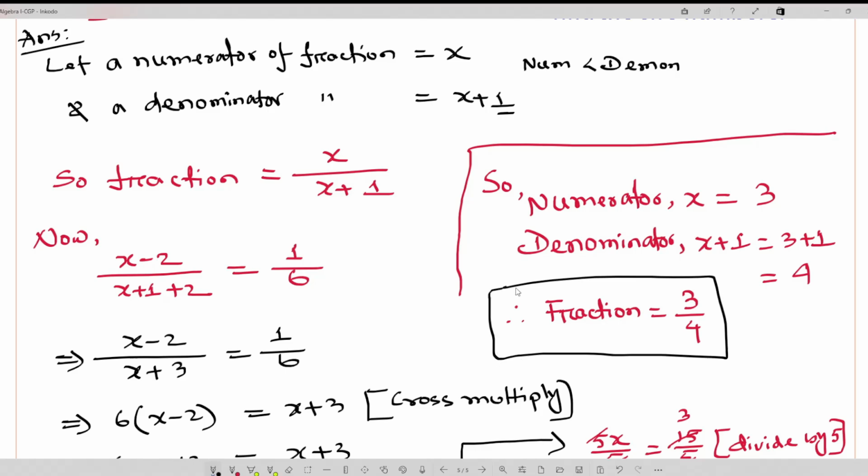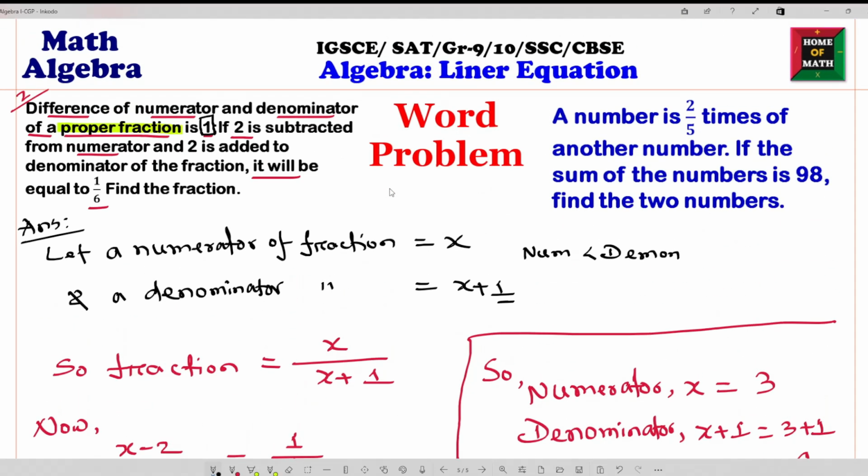Okay. So thank you very much for being with me. We solved two word problems based on linear equations, which is very important for IGCSE and SAT examinations, and also for Indian and Bangladeshi students, SSC and CBSE.